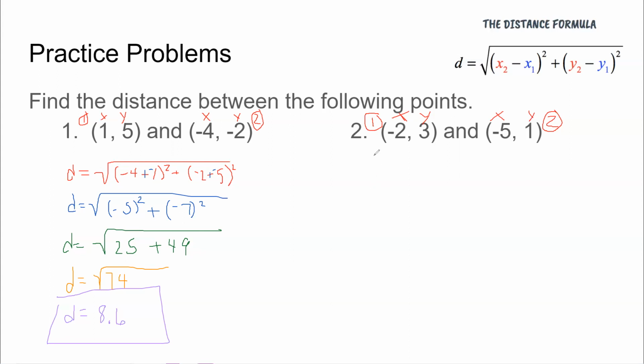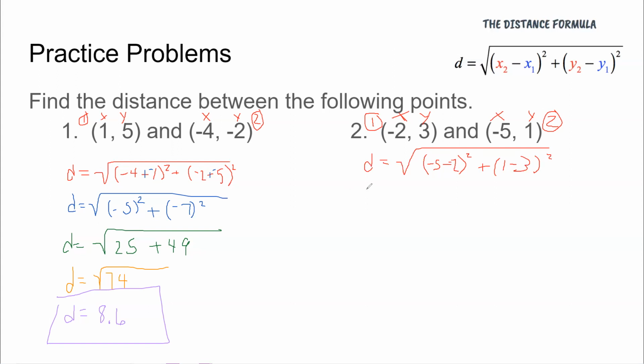So our first step is to substitute. So we're going to be substituting our numbers into our original equation. So I'm looking for x2 minus x1. x2 is going to be -5. And then minus x1, which is -2. Keep the squared and the plus. And then we're moving on to the second part, which is y2 minus y1. y2 is the number 1 minus y1, which is 3. Keep the squared.